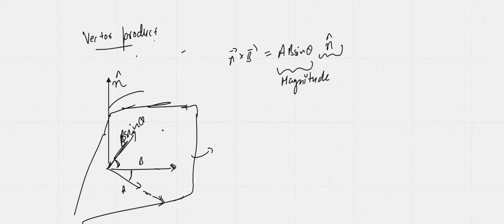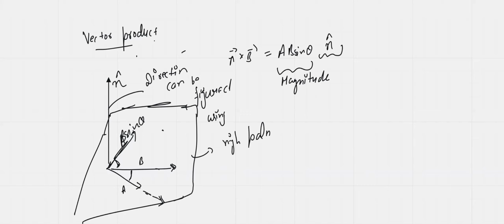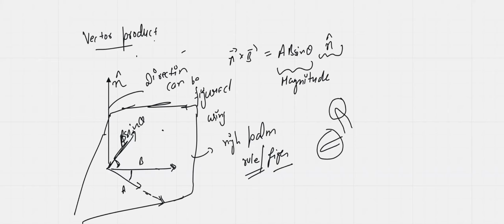Direction in a plane can be figured out using the right hand palm rule, or you can say the finger rule. Using this simple idea, your middle finger will be pointing towards the other vector, the index finger will be pointing towards the first vector, and your thumb will be pointing towards the direction. That's the thing basically.